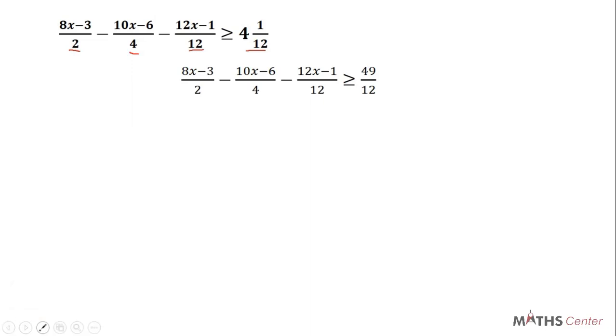Now, after you are done with this, the next step you need to do is to find the LCM of the denominators. The denominators in this case are 2, 4, 12, and 12. If you find the LCM of 2, 4, and 12, you are going to get 12. So the LCM of these numbers is 12.